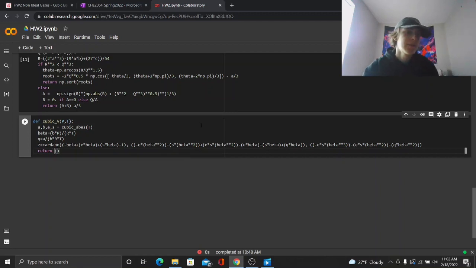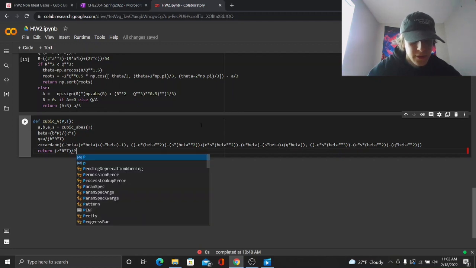And then what we want to return here is the volume, so we're going to return, and we know that the volumes from our compressibility factor equation is equal to the compressibility factor times R times T all over P.